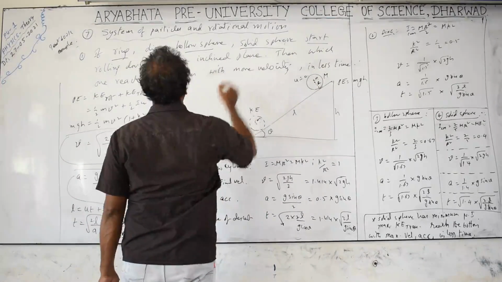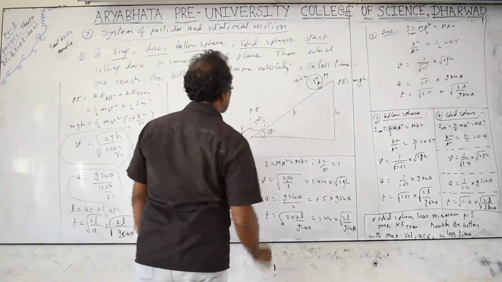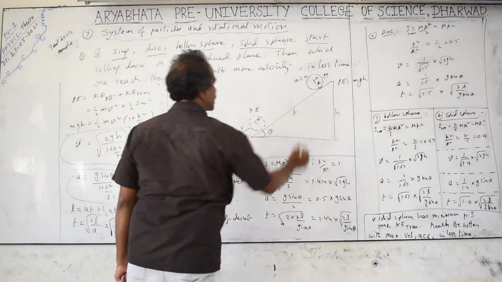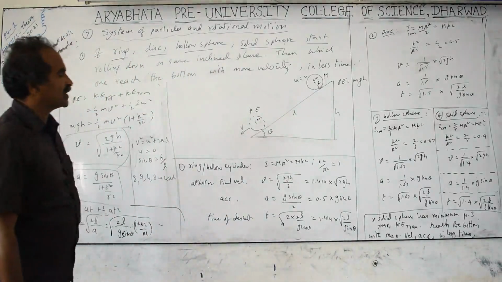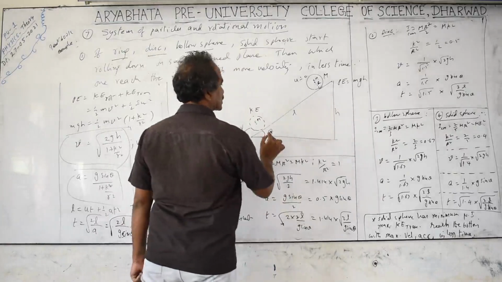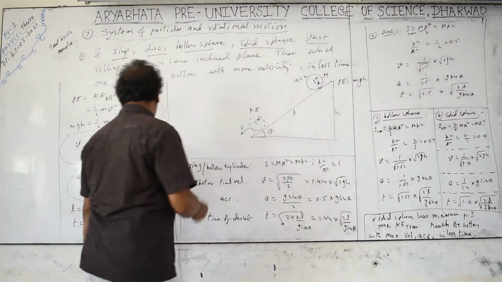Then which one touches the bottom of the plane with more velocity, less time and more acceleration? The length of the inclination is L, same inclination. Take it as a rough surface only. And the height of the inclination is h. Sin theta becomes equal to h by L wherever required.